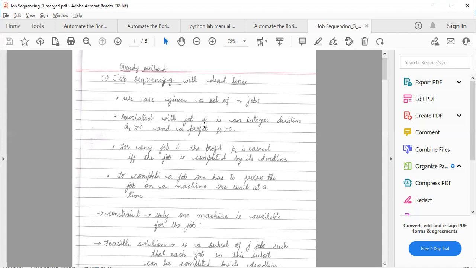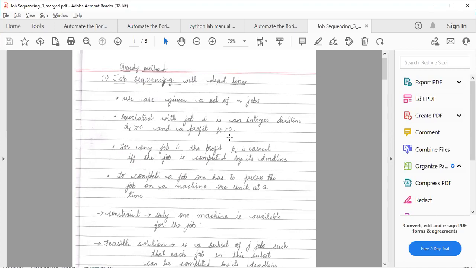Associated with job i, that means there may be n number of jobs, and associated with job i, let us say the first job, are integers. So there is an integer deadline, that is 1, 2, 3, 4 are the deadlines, and there are profits associated. Now, what do you understand by this profit? It's been clearly mentioned that it should be greater than 0. What is the meaning of this profit here? Profit in the sense that whenever you accomplish a task, something is earned. So what is earned is considered to be the profit.